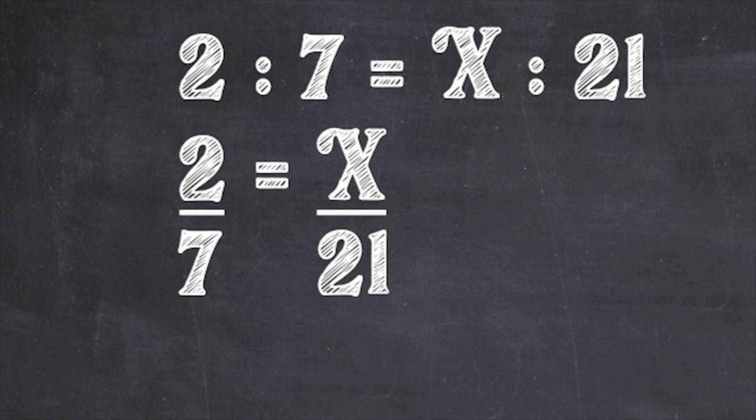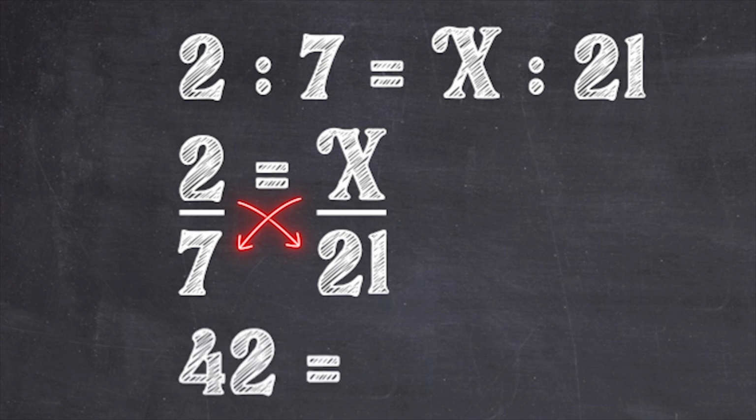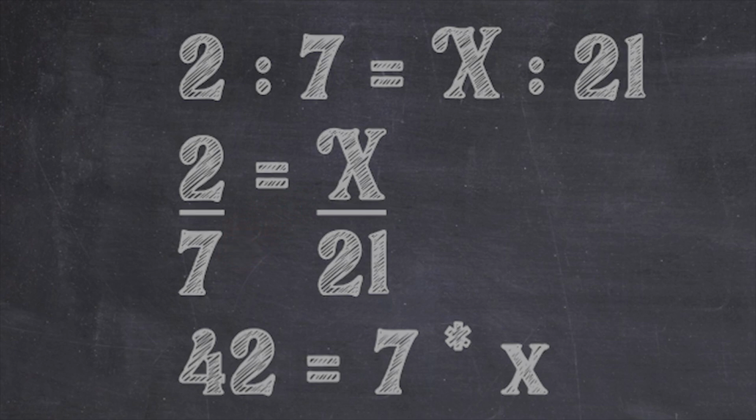Next, multiply the numerator of the left fraction by the denominator of the right fraction. Similarly, multiply the numerator of the right fraction by the denominator of the left fraction. This process resembles a cross, so we call this cross multiplication. In this example, we multiply 2 by 21 to get 42. On the right side of the equal sign, we get 7 times x.